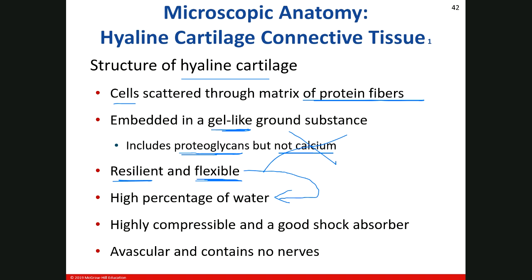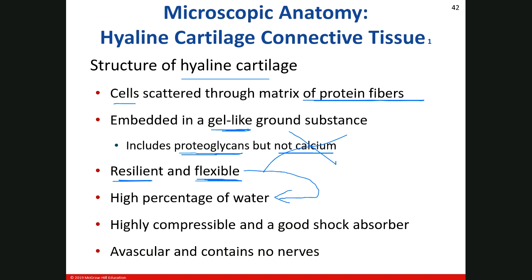But as you know, cartilage is wonderful because we put it at the end of our long bones. We call it articular cartilage. It helps make the ends of the long bones much more smooth and slippery, so there's less friction, but it also acts as a shock absorber, which is awesome. Fibrocartilage, the same thing. So that's what we want to see.